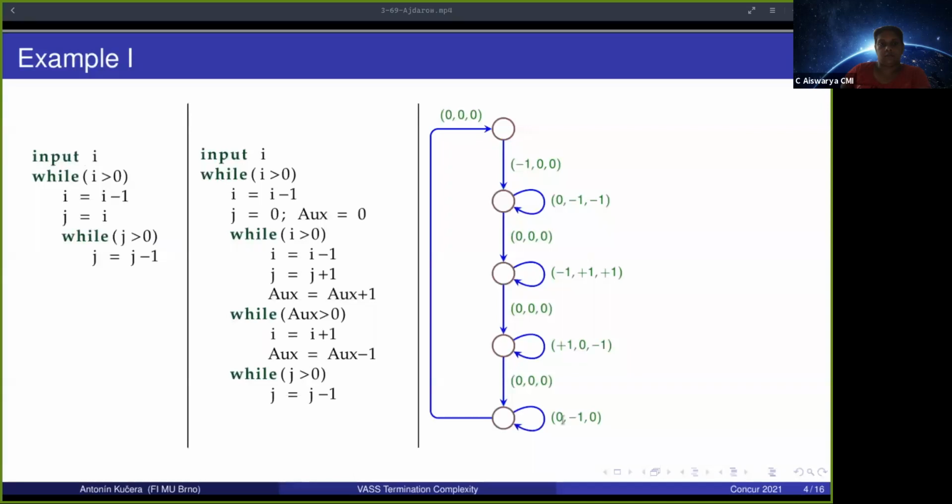As we shall see, the termination complexity of this VAS can be analyzed efficiently, and it is actually quadratic, which means that the time complexity of the original program is at most quadratic. And a closer look at this program reveals that this bound is in fact optimal.